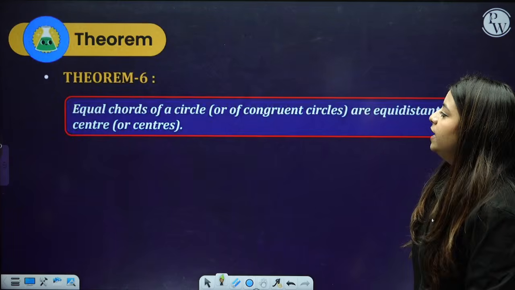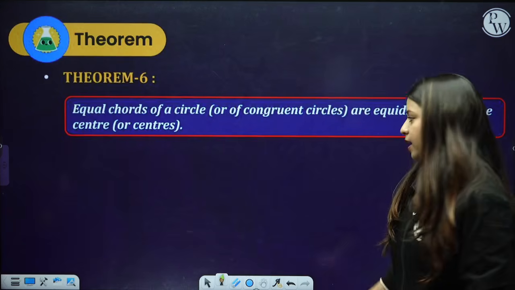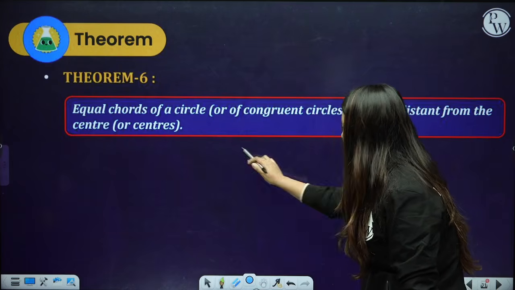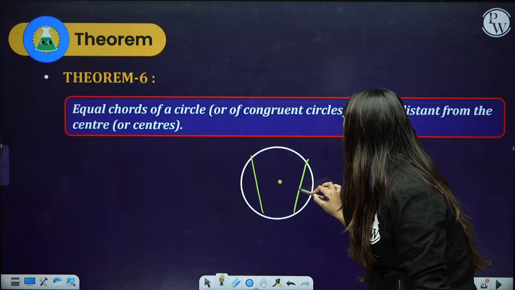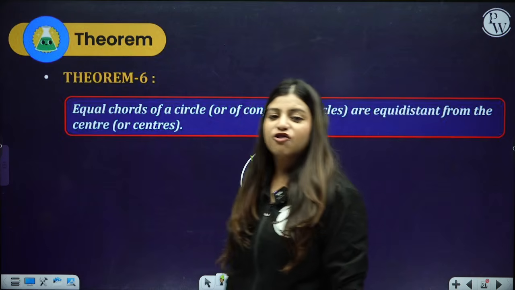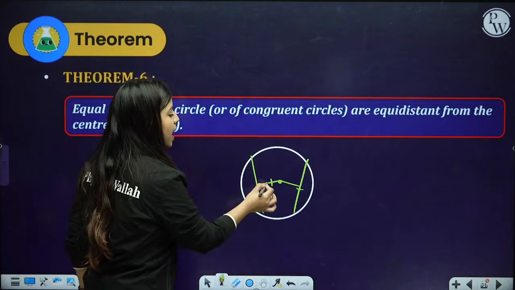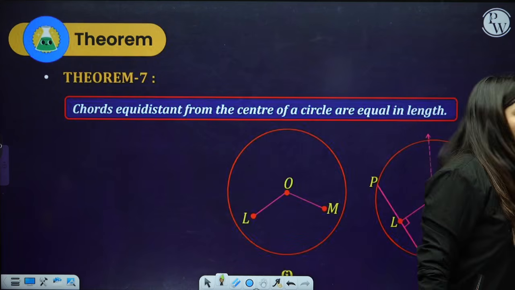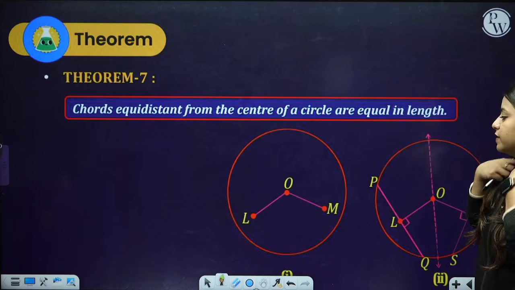Now, equal chords of a circle are equidistant from the center. If I have a circle and 2 chords that are equal, I can say the distance of both of them from the center is also equal. I can say that this part is also equivalent to this part. Clear? The next thing that we have is chords equidistant from the center of a circle are equal.